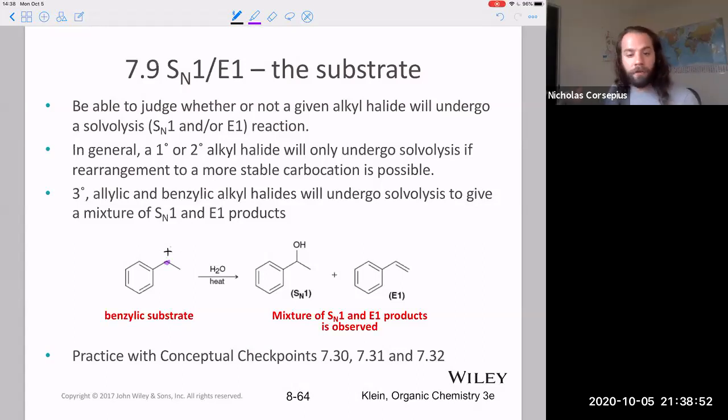So yeah, the allylic, the benzylic, you've got to watch out for. And then I think what's kind of the hardest to see are where there's going to be a rearrangement that's going to lead to a tertiary carbocation.